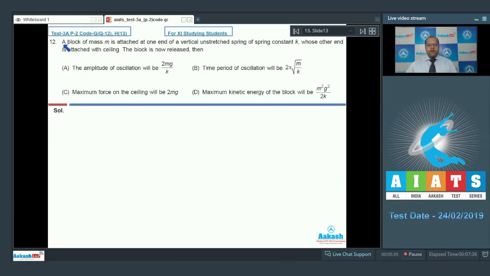In question number 12, a block of mass m is attached at one end of a vertical unstretched spring of spring constant K, whose other end is attached to the ceiling. The block is now released. Then we have to check the validity of the given options. So let's analyze the situation. Suppose this is a spring, and this spring is at natural length at this position, and the block is connected to this spring at this position and the block is released.